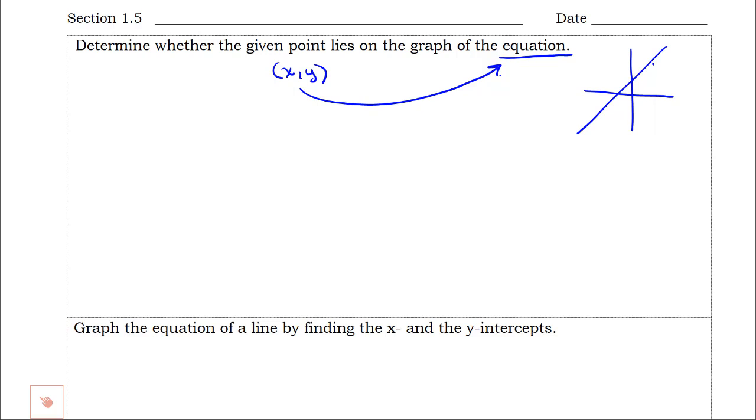So that's the idea, right? They're going to give you an equation, they're going to give you coordinates, and you're going to say, does it work, basically, right? Okay, good.